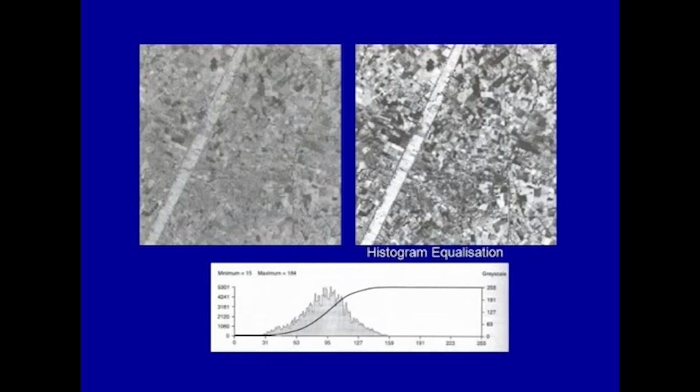By and large, one can say histogram equalization tends to over brighten the higher brightness values, whereas Gaussian stretch tends to provide a good discrimination in the central portion of the data set.